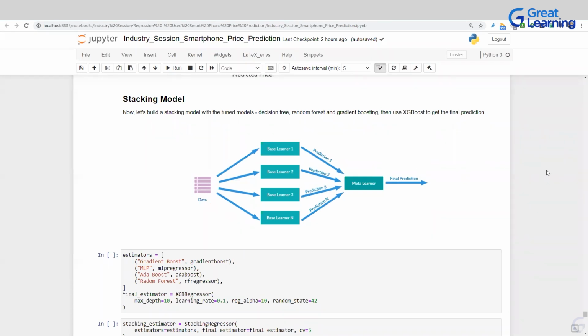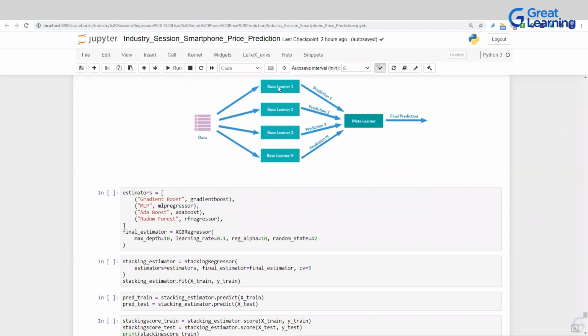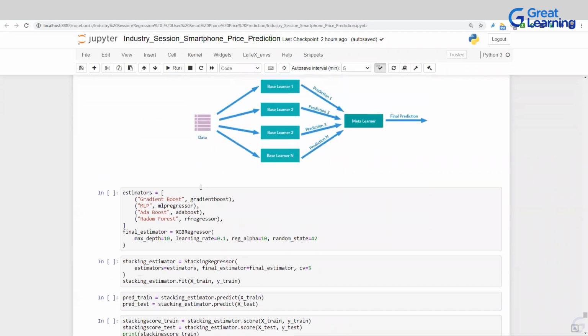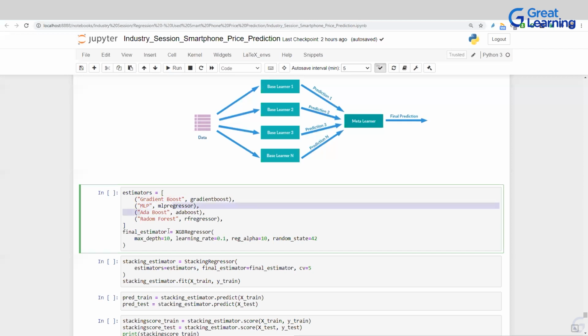You can have more than 2 layers if you want, and the number of algorithms in the base layer can also be 4, 5, 6, whatever you feel, right? So what we are going to do is, on the base layer, we are going to consider these 4 algorithms: the gradient boosting, the neural network, AdaBoost, and the random forest model.